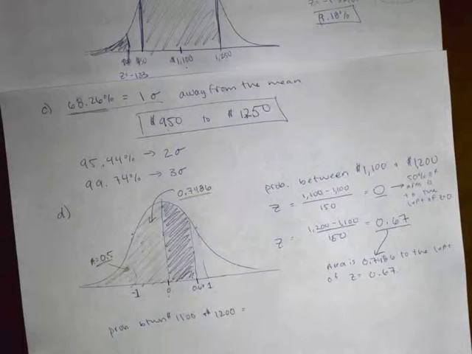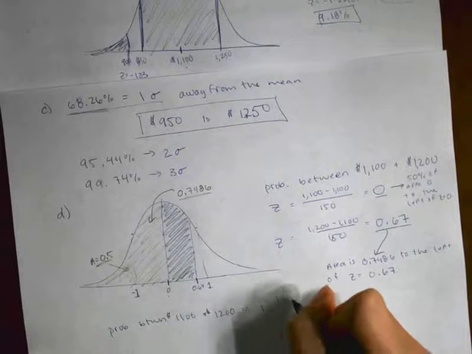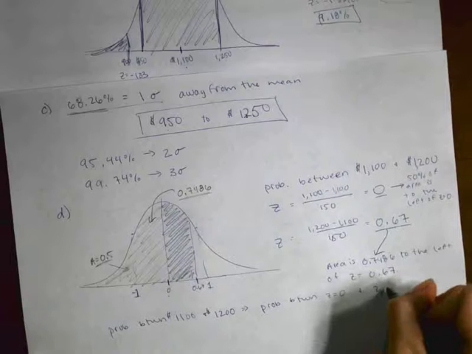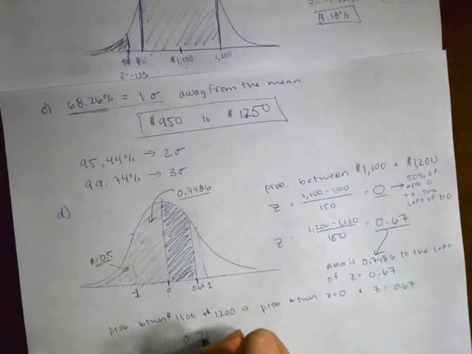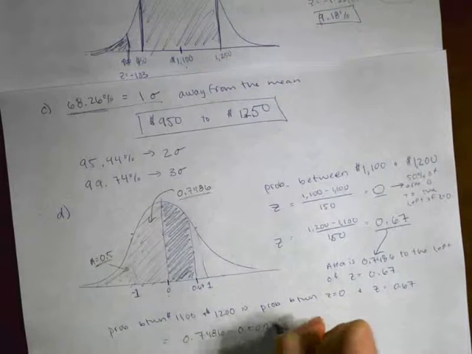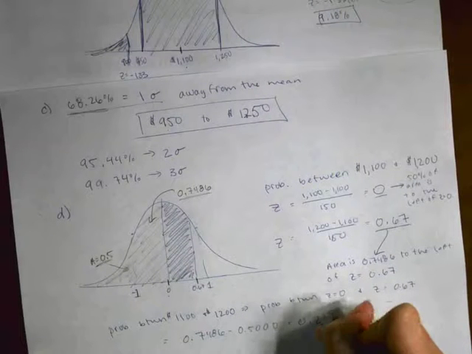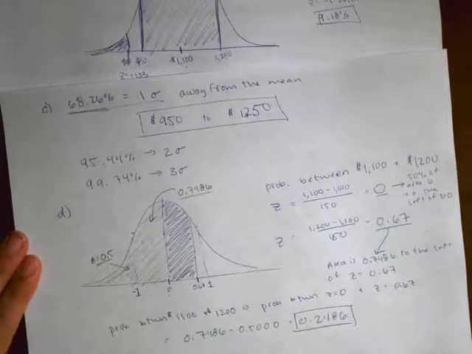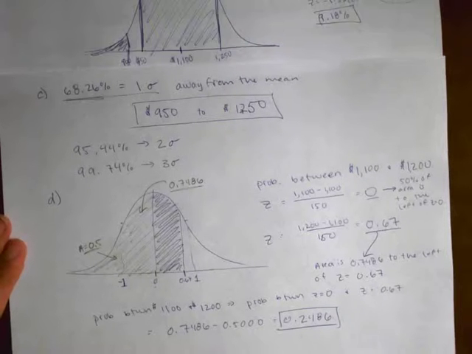So the probability between 1100 and 1200 is an equivalent question to the question of probability between z equals 0 and z equals 0.67. And that equals 0.7486 minus 0.5000, which is 0.24. And that is the answer to that.